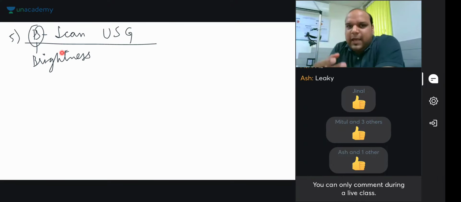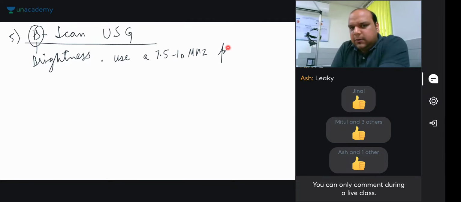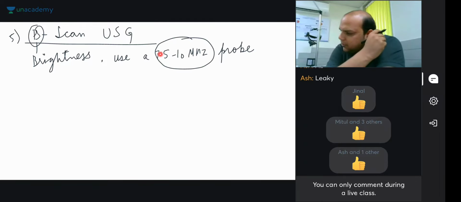If you've ever seen an ultrasound of the abdomen in pregnancy, all those scans are B scan ultrasounds. We use 7.5 to 10 megahertz ultrasound probe. Okay, everybody. So they ask you this. So please remember, in this we use 7.5 to 10 megahertz ultrasound waves or an ultrasound probe.